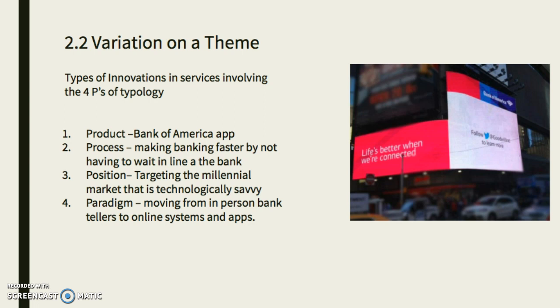The next section of the chapter discusses variations on a theme and the different types of innovations in service innovation and how it applies to the 4 P's of typology: product, process, position, and paradigm, which was explained in more detail in Chapter 1. Service innovation, to put it simply, is new methods or ideas of a service.